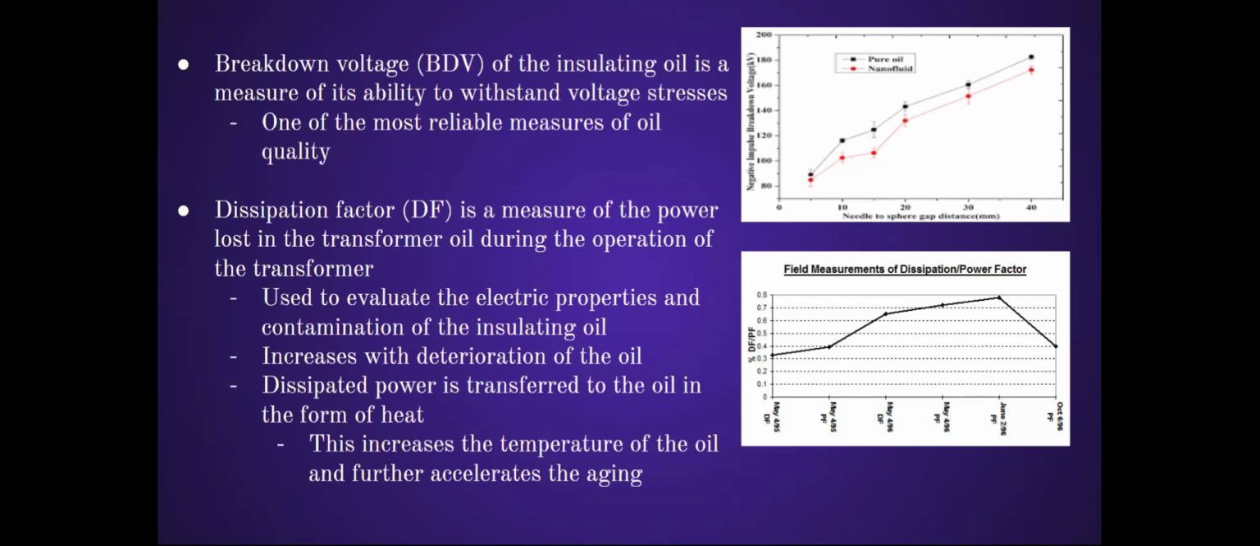And so that's kind of how they see it: if you have a lot of dissipation, the oil is deteriorating. And dissipated power is transferred to the oil in the form of heat. So if there's a lot of dissipated power, then it's going to get really hot, and that's going to further accelerate the rate of aging.